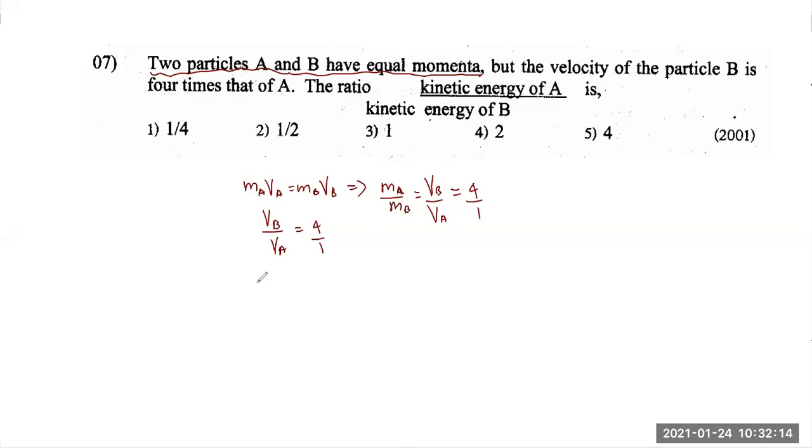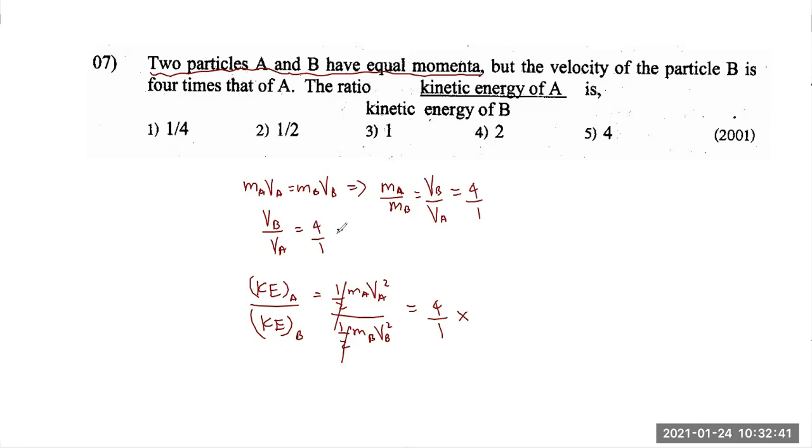Now the question is, what is the ratio between the kinetic energy of A divided by the kinetic energy of B? Kinetic energy of A and kinetic energy of B, the ratio. That's easy. Half MA VA squared divided by half MB VB squared. Half and half cancels off. What is MA divided by MB? That is 4 over 1. Into what is VA squared over VB squared?